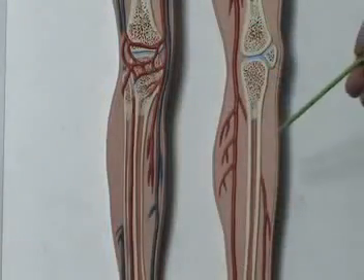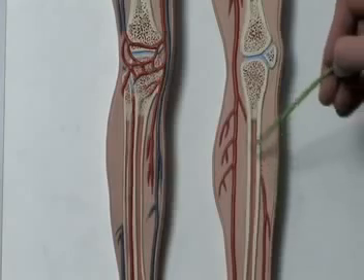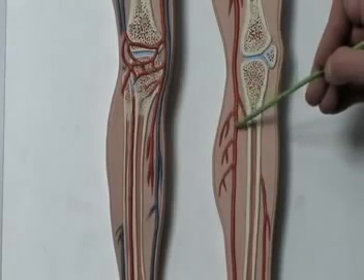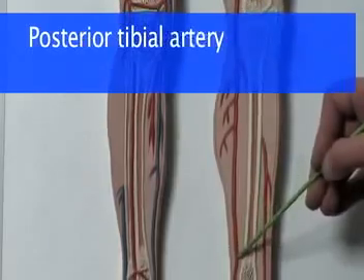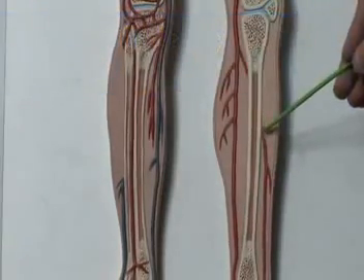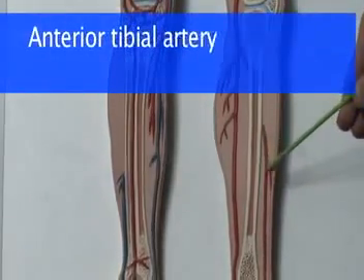In the lower leg in this unit, we have to identify two arteries. On the posterior aspect of the leg in the calf area, we see the posterior tibial artery. And in the anterior aspect of the leg, we see the anterior tibial artery.